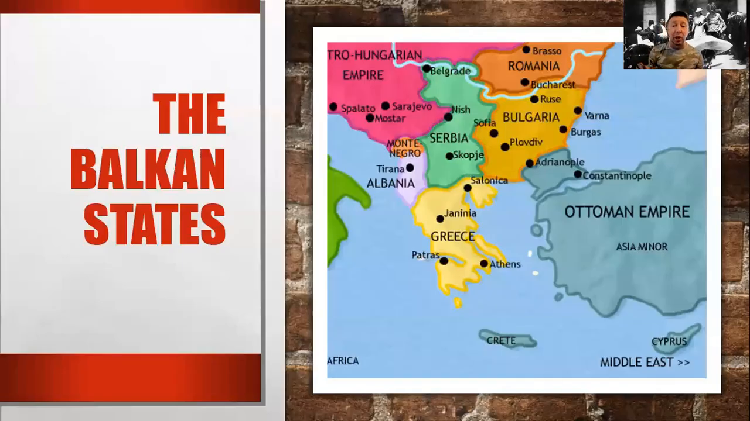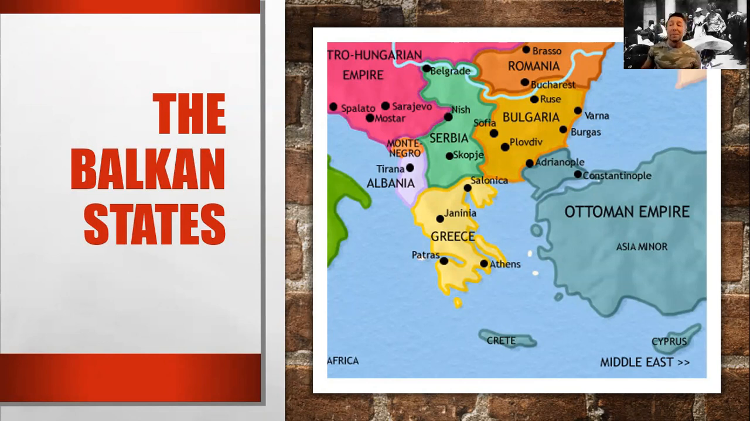Where is this taking place? It's the Balkan states. The Balkan states are this region by Greece off the Mediterranean Sea. They involve a couple of different areas. You have the Austro-Hungarian Empire in pink. You have Serbia, which is in green, and the Ottoman Empire, you can see, is the bluish to the right.